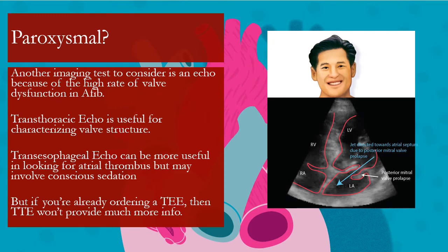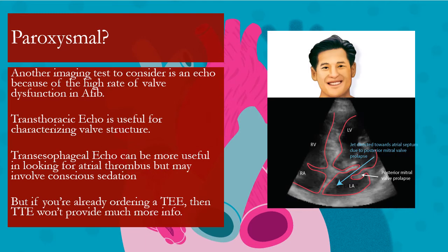Another test to think of is an echo, right? If you diagnose AFib, don't just go start treatment. You've really got to look for the associated diseases, okay? So an echo is a really good thing to look for because, again, a lot of these atrial fibrillations are started by valve dysfunction. So transthoracic echo is good for characterizing valve structure. And then transesophageal echoes, or TEEs, they're more useful for looking for actual thrombi that may have formed.